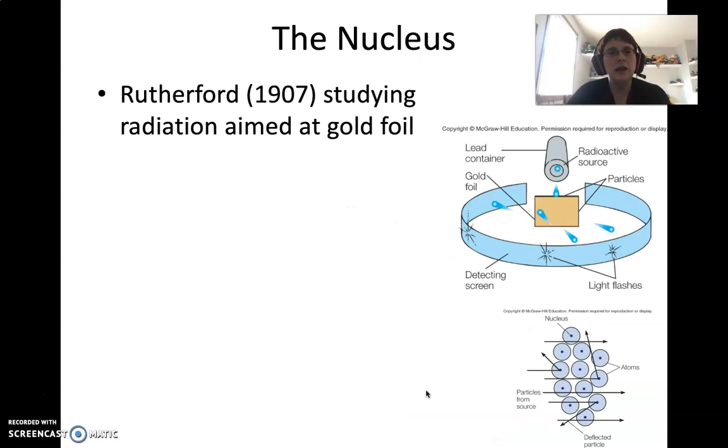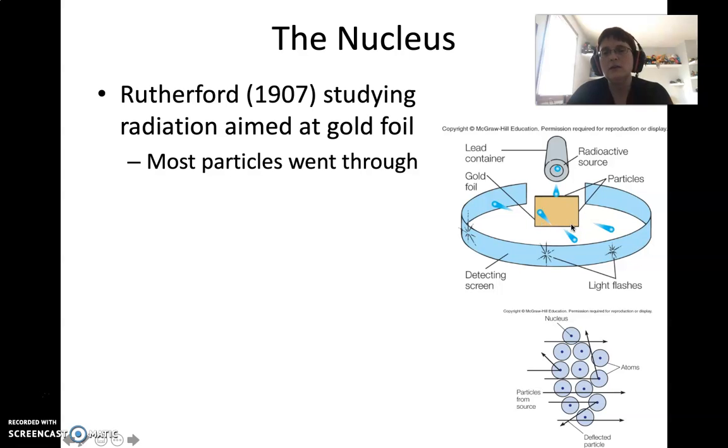Because along came Rutherford in 1907. He was actually studying radiation. So he was looking at radioactive sources and trying to figure out information on those. What he was doing was aiming this radiation at this gold foil. You can see this foil right here in the center. So he would aim his radiation source right at it to fire the radiation at the gold foil.